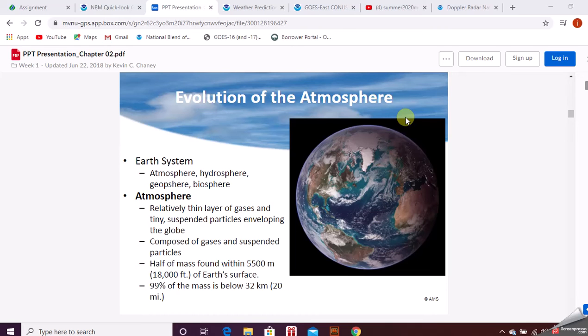Okay, the second part of week one, we're going to talk about the atmosphere, just looking at the atmosphere as a whole. So rather than just focusing on weather at the Earth, weather is created by looking at the atmosphere in its totality. The atmosphere is relatively thin.